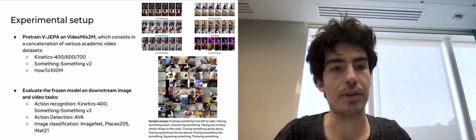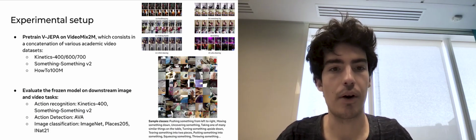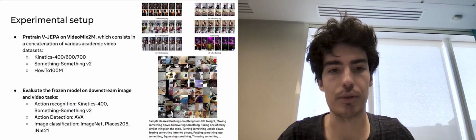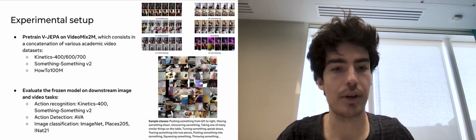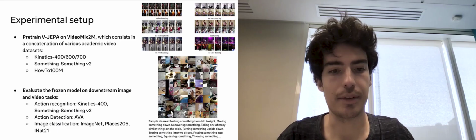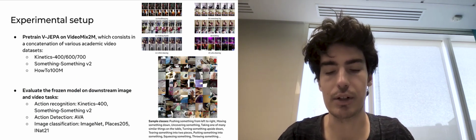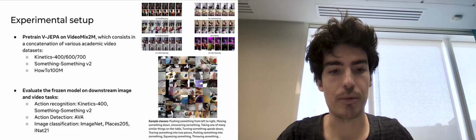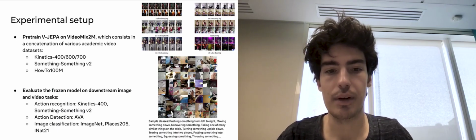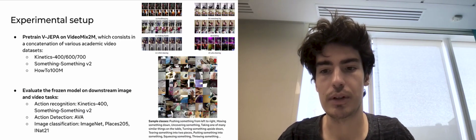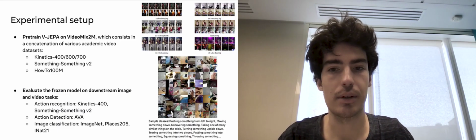Here is our experimental setup. We pre-train V-JEPA on large academic datasets of video, such as Kinetics and Something-Something, and Howto100M. And then we evaluate this model on a set of downstream tasks, such as action recognition, action detection, and image classification. We use the Something-Something V2 dataset as our main metric that we track because it is a very motion-based dataset.